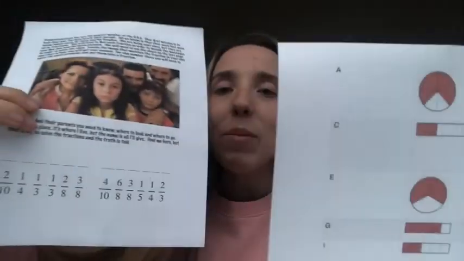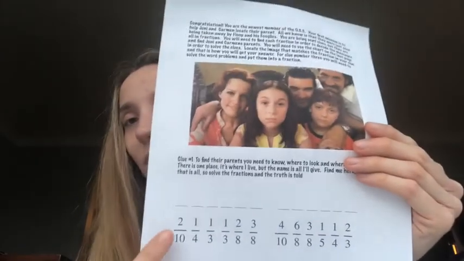So now you are going to go to your chart and find the image that matches all of these fractions. And each one links with a different letter. So go through and solve where you will find Junie and Carmen's parents.